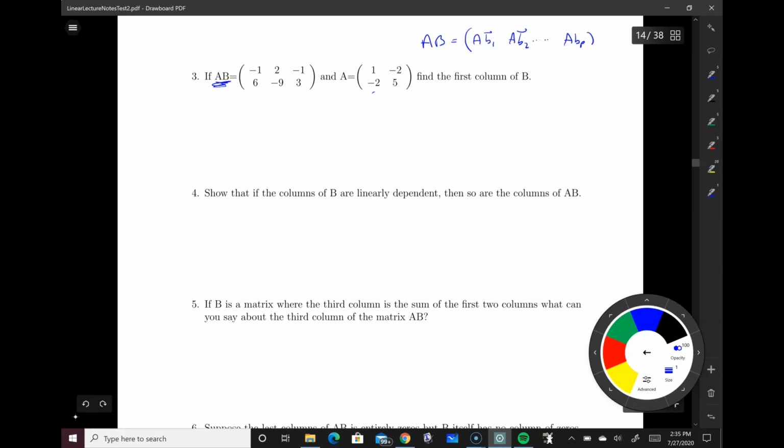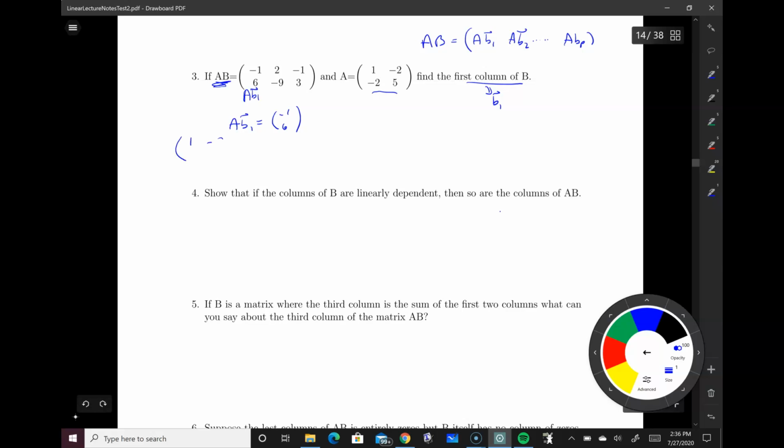Here we are being told what the matrix AB is, and here we have the matrix A. So what we know is that this right here is A B1, and what we're being asked to find is what B1 is equal to. So let me just write down what I have. A B1 is equal to negative 1, 6, and I'm being asked to find the vector B1.